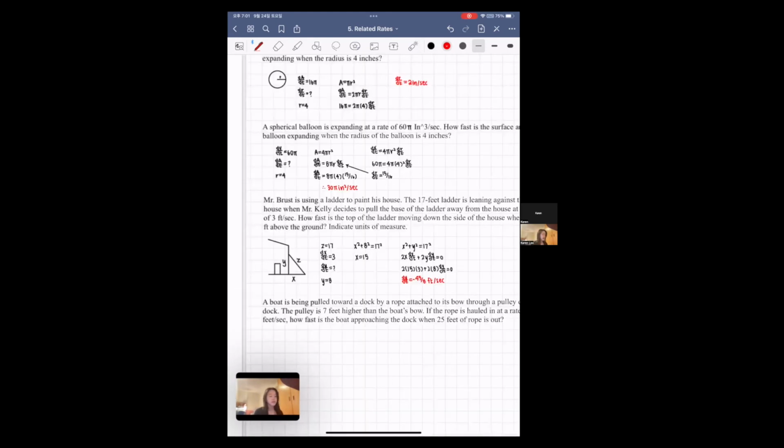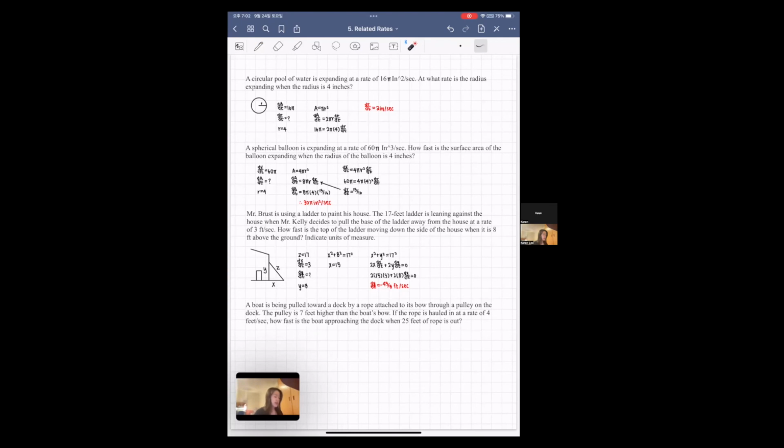Now, this question may have been hard to understand at first, but once you draw a diagram and you fully understand, it's really easy to just write an equation and answer. So look at the last one.